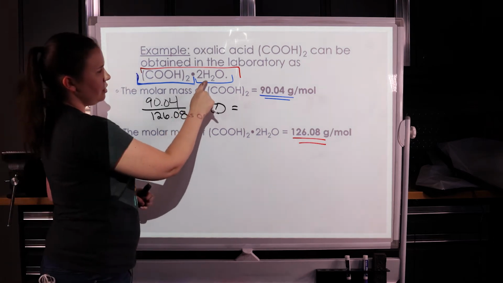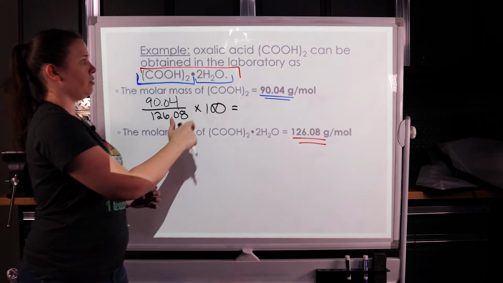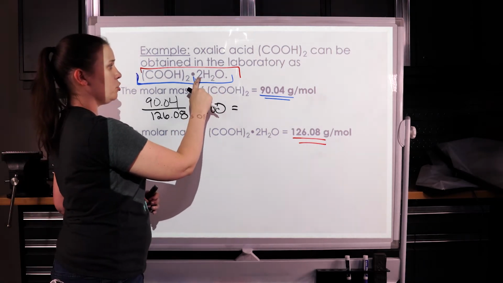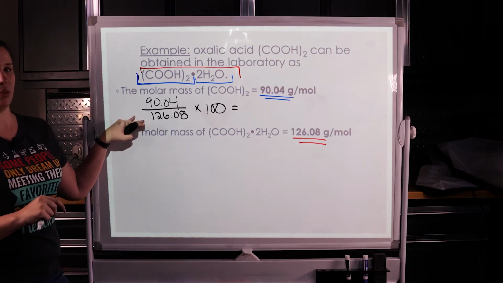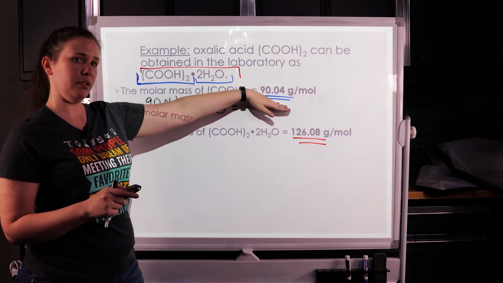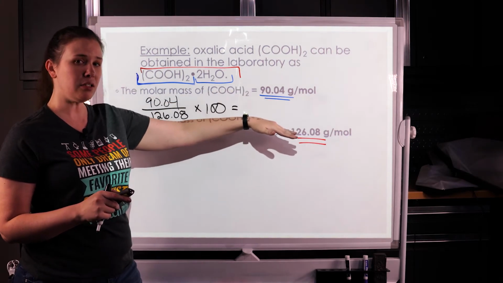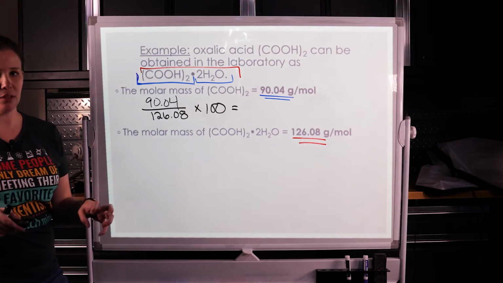If I was interested in the percentage of water, I could do that one of two ways. I could either find the molar mass of water twice and put that on top, divided by your total 126, or you could take your 126 and subtract your 90. The difference in mass lost must be the mass of the water. And that's a huge important detail.